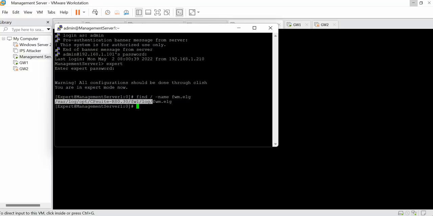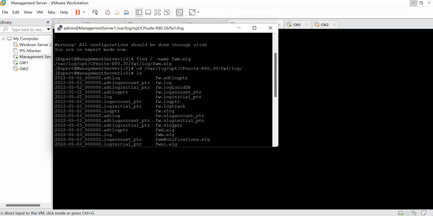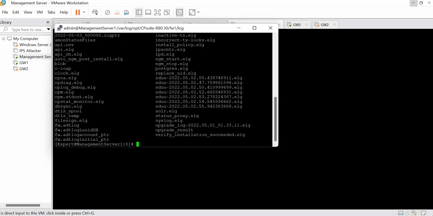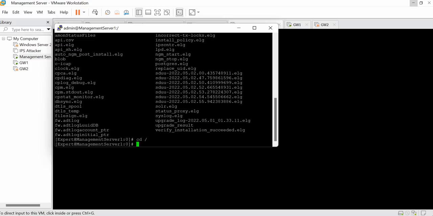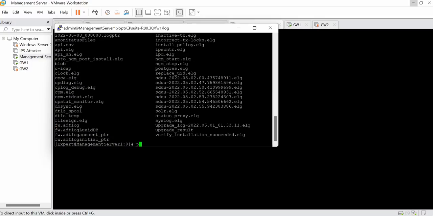And if you go to that location, you will see the file is located here, fwm.elg, right? Also, there is a shortcut for this. Let me go back to the root. You can write this dollar sign, like the CPDIR we have done for the CPD. For this, we will do this. Sorry, I have to do ls. We will come to the same place, right?